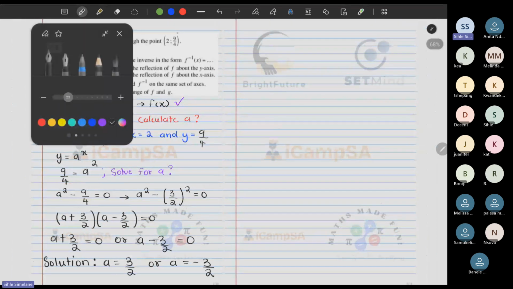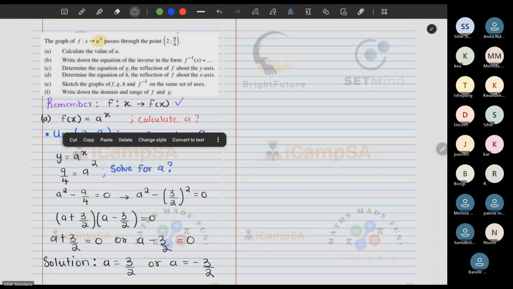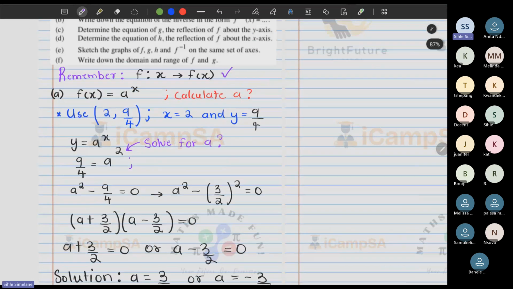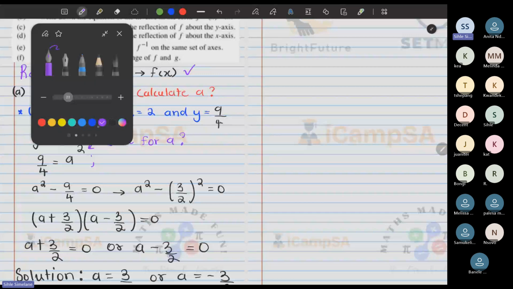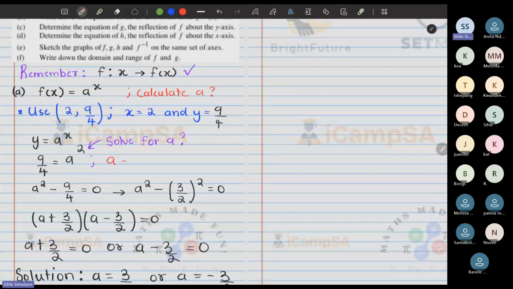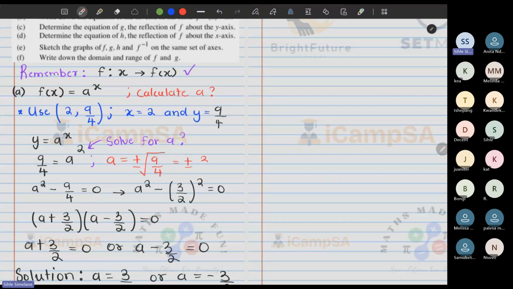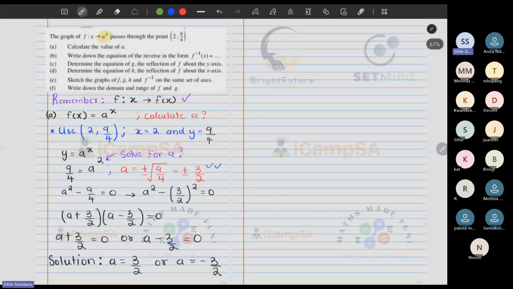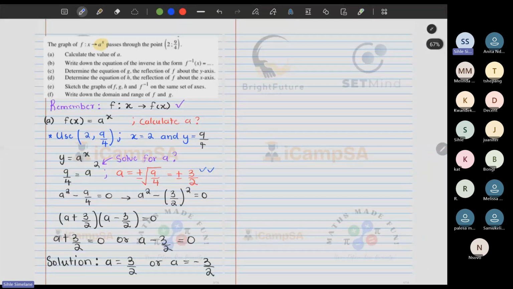So someone else from this point here would have just used the square root already. So someone else would have just said, my a will just be plus or minus the square root of 9/4, which would have given them plus or minus 3/2. So that is another way of getting the same values for a. Okay. Now let's go to the next one.